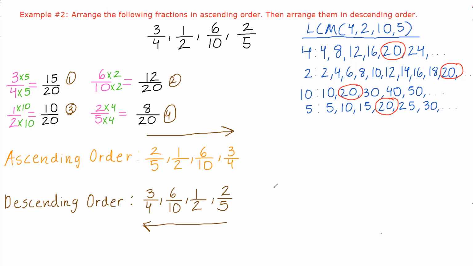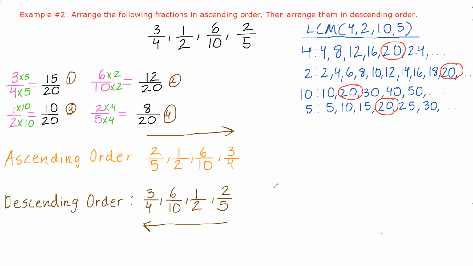So for 5, we multiply the 3 and the 4 by 5, and we get 15 over 20. And we do the same thing for 6, and we get 12 over 20. And we do the same thing for 1 over 2 and 2 over 5. And then we put all our answers in ascending order. Ascending order is from least to greatest. So it's 2 over 5 first, because that's the smallest. Then 1 over 2, then 6 over 10, and 3 over 4. Then descending order is from greatest to least.